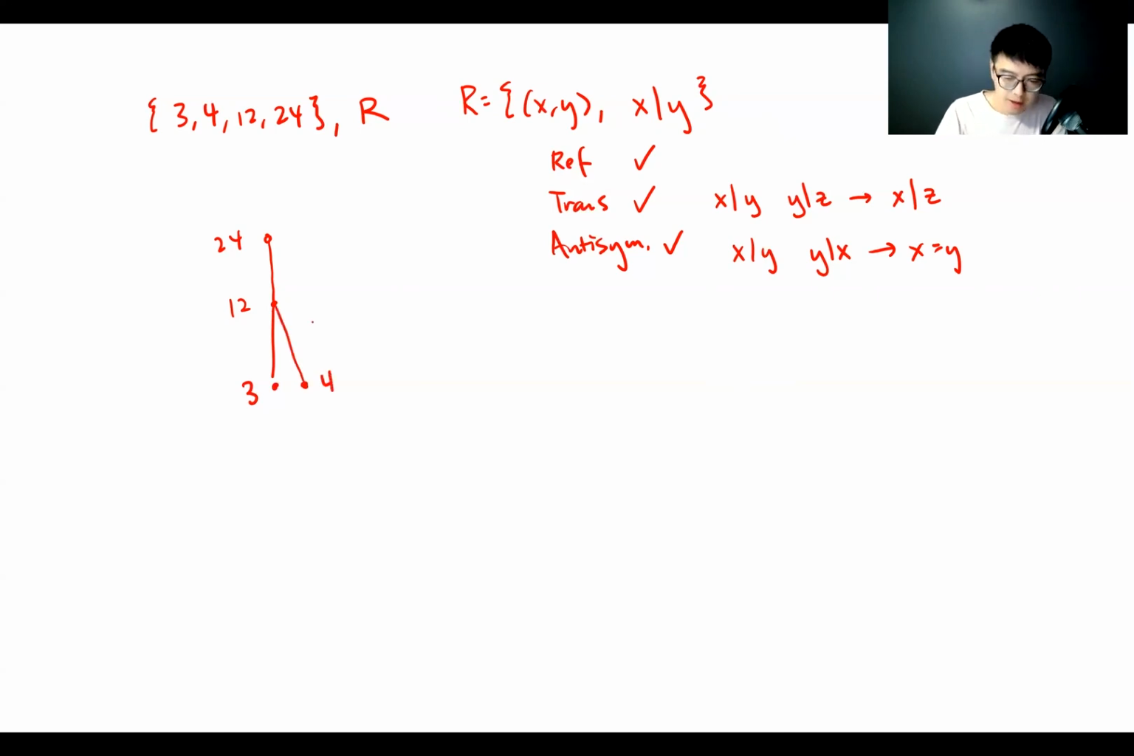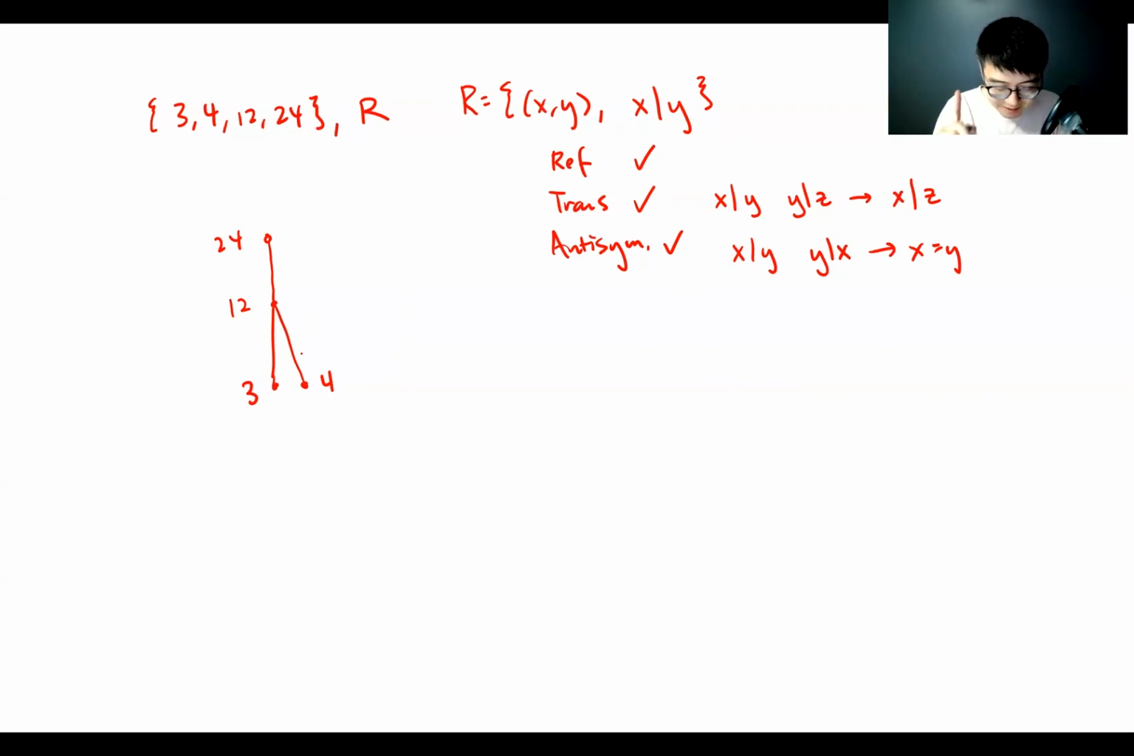Now, remember, two elements are only connected if they are going up. So here we can say 4 is related to 4, 4 is related to 12, 4 is related to 24, which is true. But is 4 related to 3? No. Is 3 related to 4? No. Because in order for me to travel from 3 to 4, I would have to go down, and again, we cannot go down on the Hasse diagram. Not allowed to go down. All right, so I hope that makes sense.